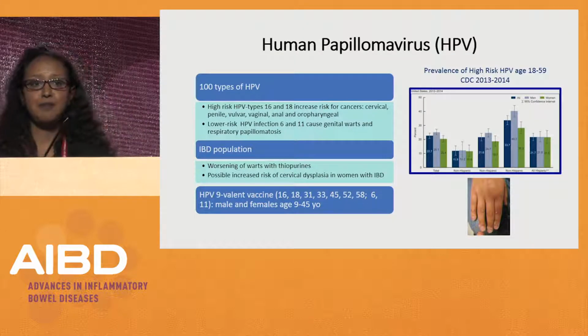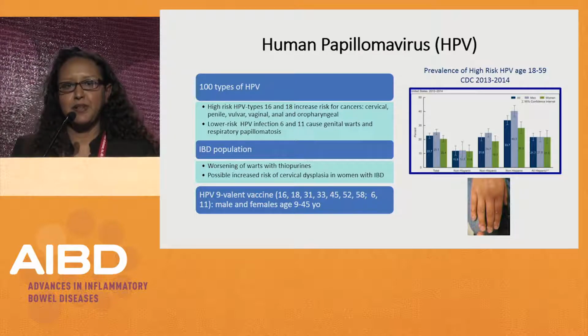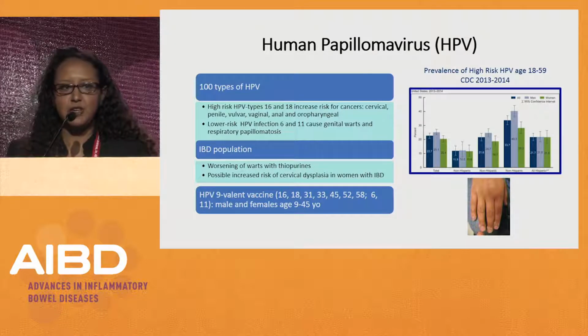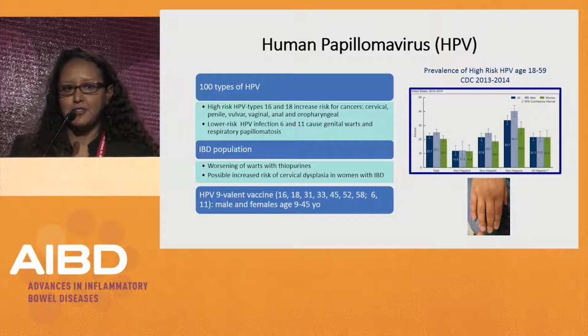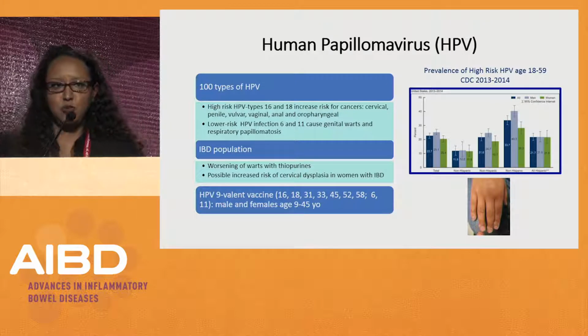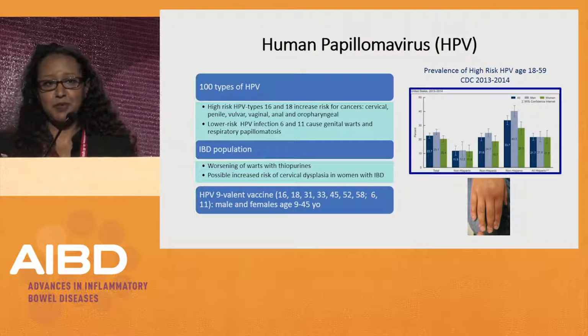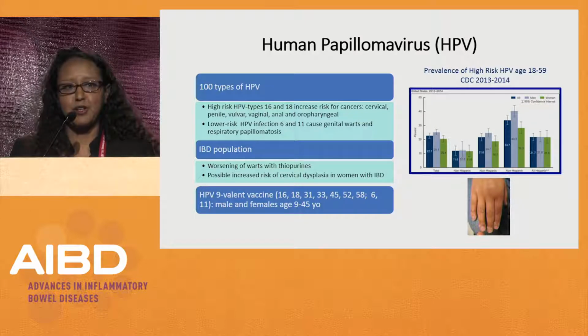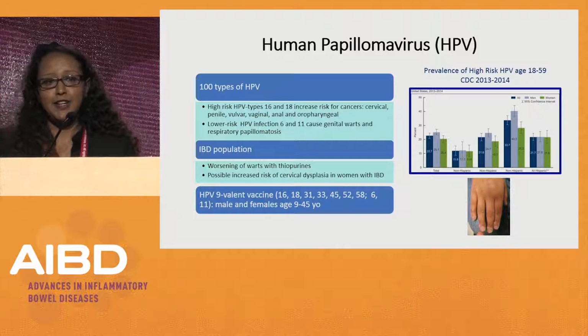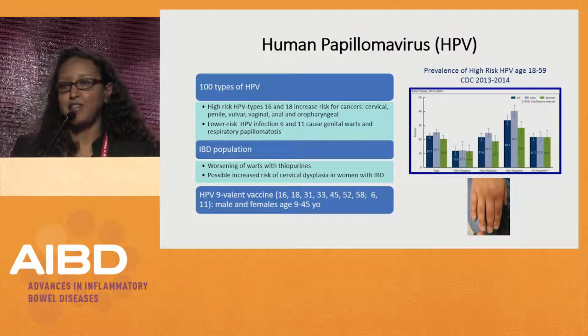How about HPV? Well, HPV is also pretty prevalent in our population, about 20 to 40% prevalence in adults. There are over 100 types of HPV, with high-risk HPV causing cancers such as cervical cancer, and there's lower-risk HPV as well, which can cause genital warts, for example. In the IBD population, worsening of warts can occur with thiopurines, and there's a possible increased risk of cervical dysplasia as well in women with IBD. So there is a 9-valent HPV vaccine, and right now the age has been expanded to up to age 45 for both men and women, actually.